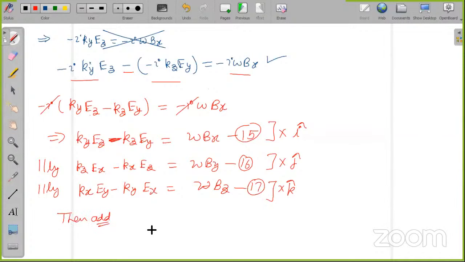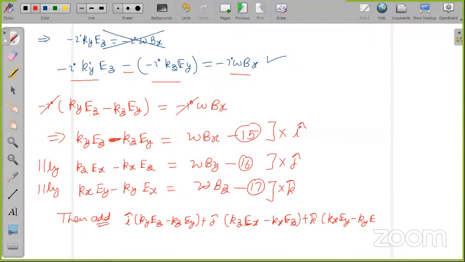Left hand side will not be zero. When you do this, please see, and after that ask the question again. It will become i cap (ky ez minus kz ey) plus j cap (kz ex minus kx ez), very good, now you have got the answer yourself, plus k cap. What should be this? It will be kx ey minus ky ex.